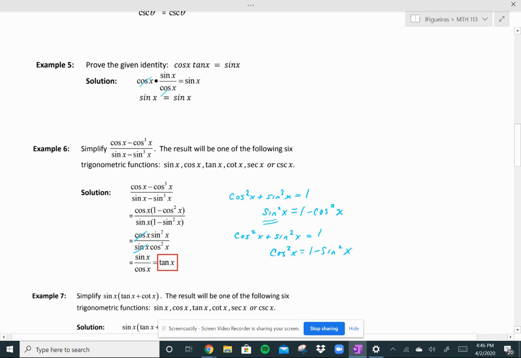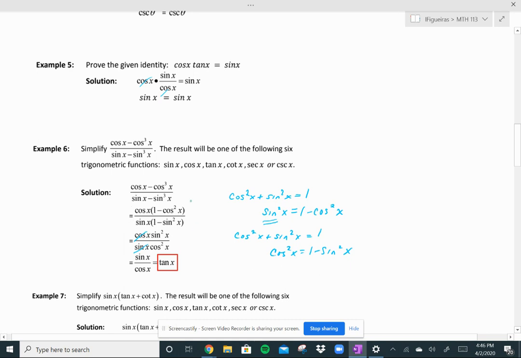So the first thing I did was factor. I factored out a cosine of x from the numerator, and here I factored a sine of x from the denominator. That leaves me with cosine of x times 1 minus sine squared of x, and sine of x times 1 minus sine squared of x in the denominator. Okay, but then I made a substitution.